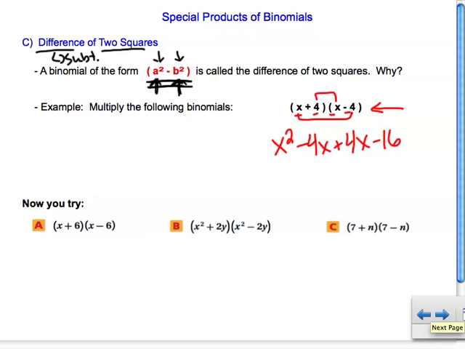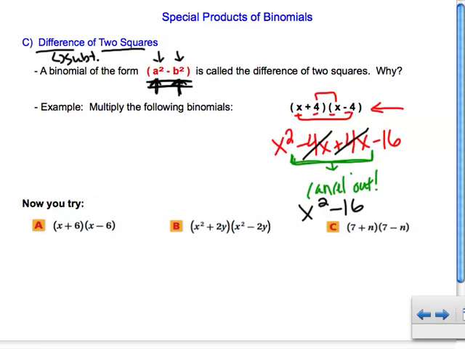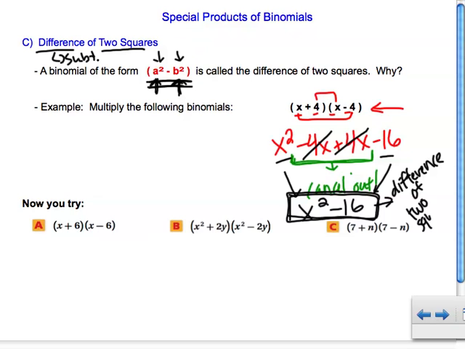What's interesting about this special case is, look what happens to our 2 terms that are like terms. Our 2 middle terms, our outers and our inners, our outies and our innies, are always going to cancel out. And what's left when these cancel is x squared minus 16. This piece comes down. And that answer, when you do the FOILing, is called the difference of 2 squares. It's just a vocabulary term that we give to an interesting situation.